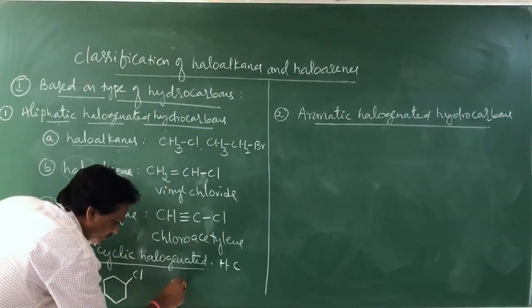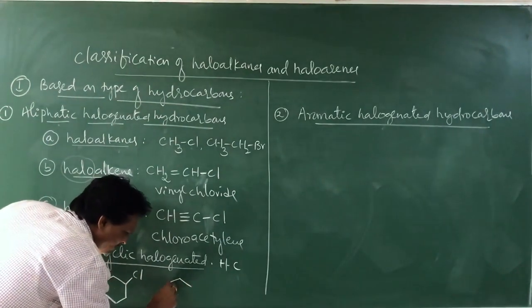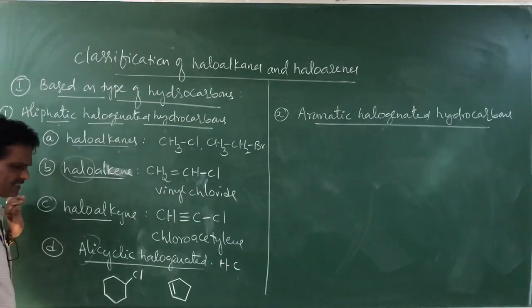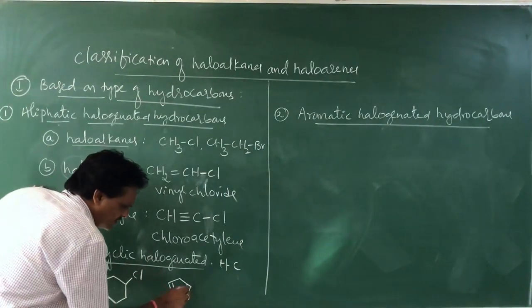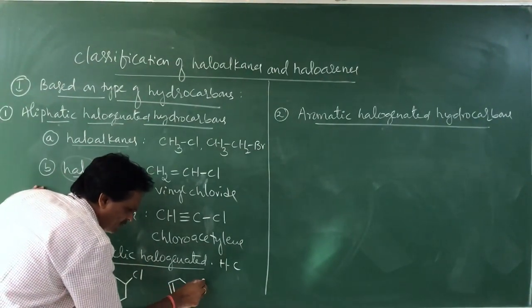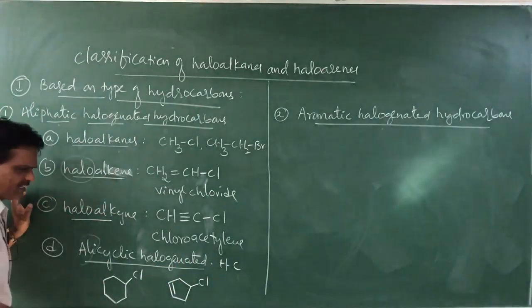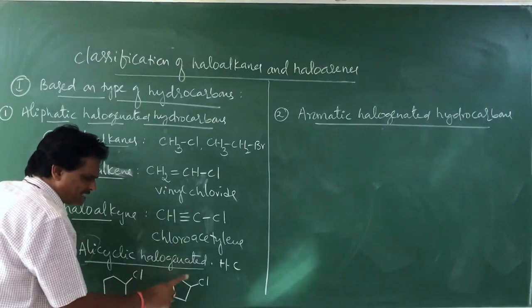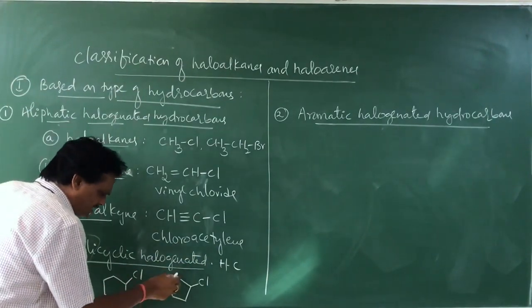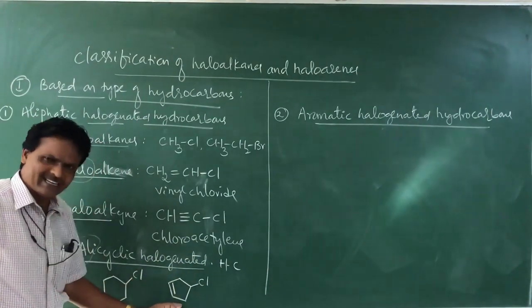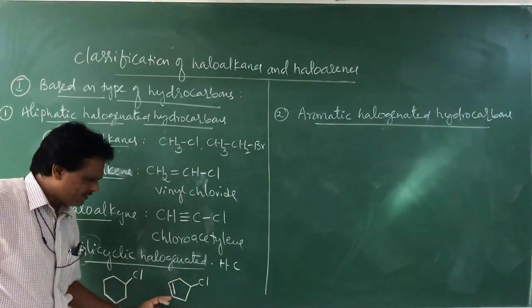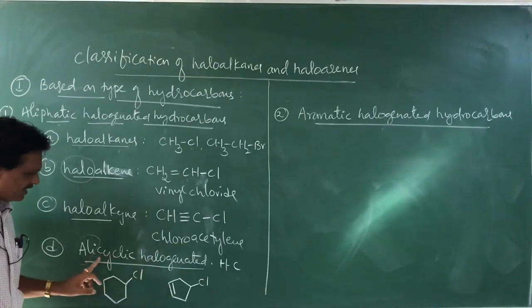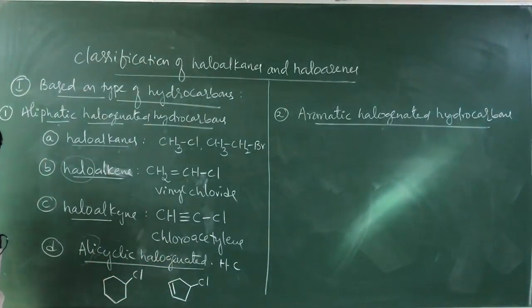Or the compound is cyclopentene. So in cyclopentene, if one H is replaced by one chlorine, this is chlorocyclopentene. This compound also behaves as an aliphatic compound. Hence these are called alicyclic halogenated hydrocarbons.